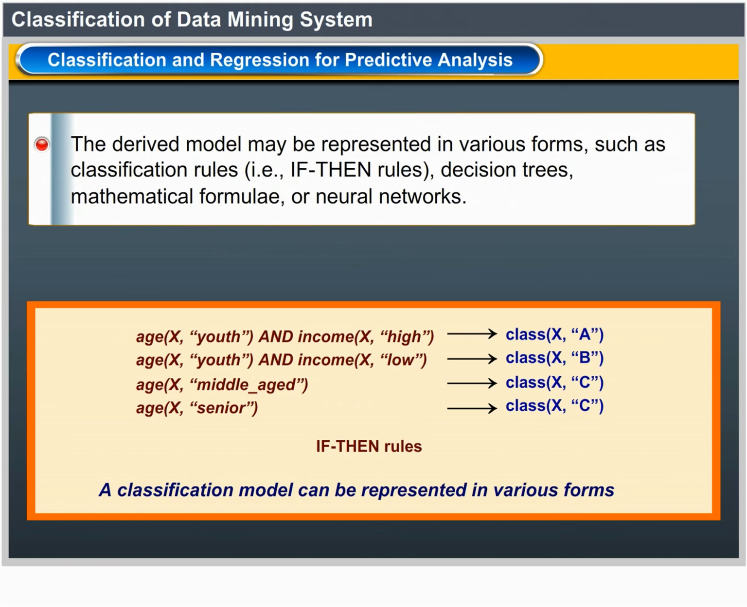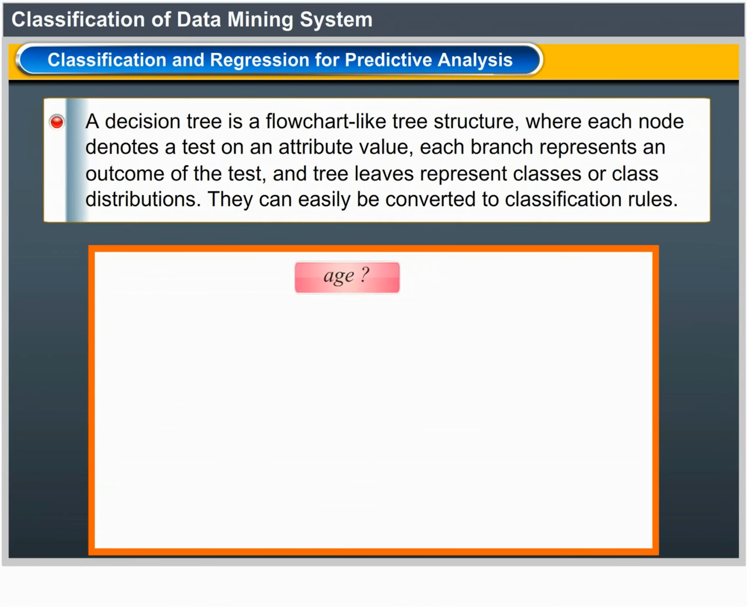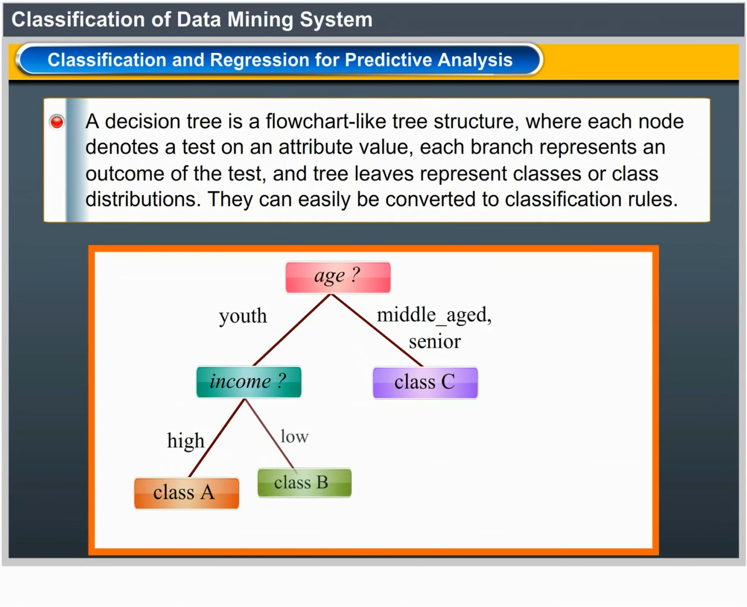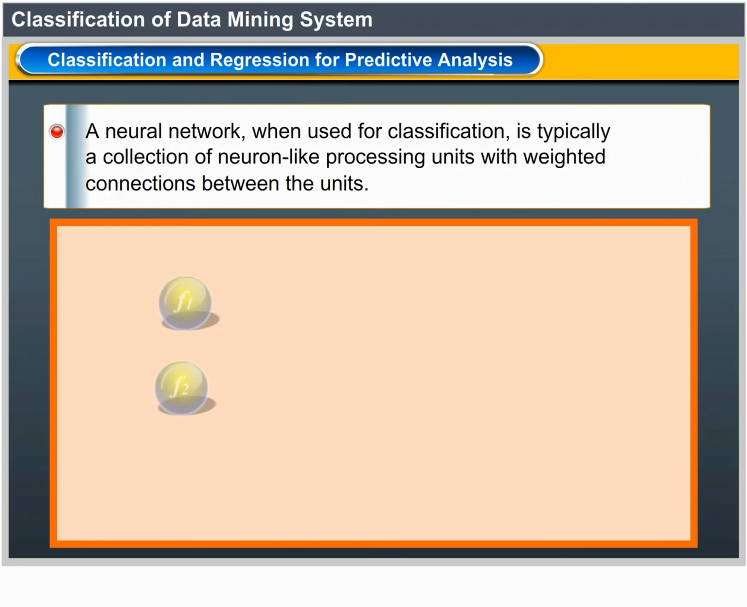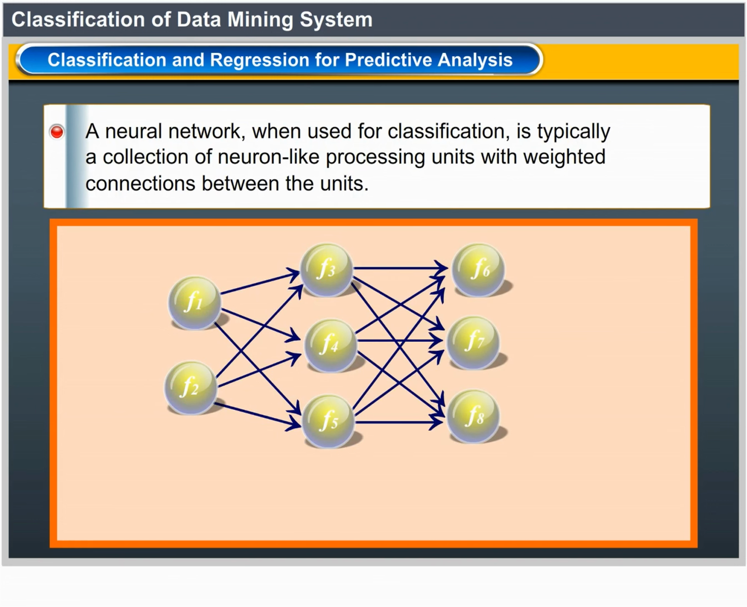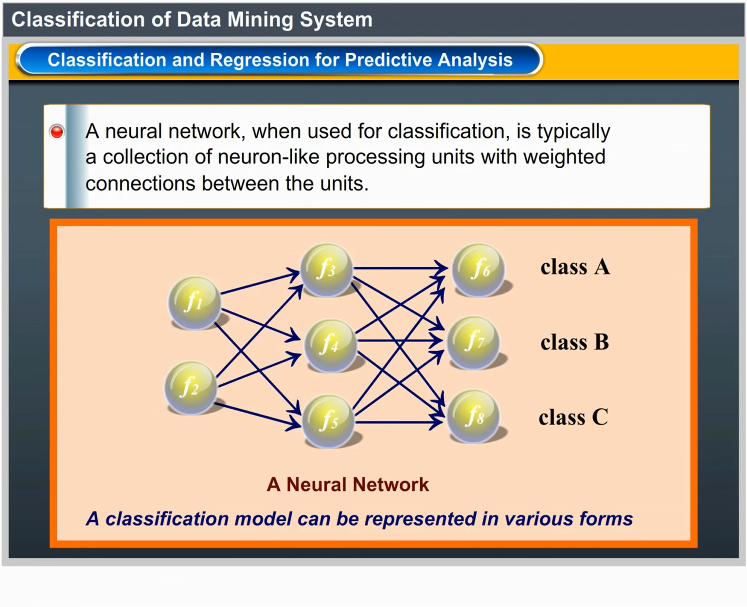The derived model may be represented in various forms such as classification rules, if-then rules, decision trees, mathematical formulae, or neural networks. A decision tree is a flow chart-like tree structure where each node denotes a test on an attribute value, each branch represents an outcome of the test, and tree leaves represent classes or class distributions. They can easily be converted to classification rules. A neural network, when used for classification, is typically a collection of neuron-like processing units with weighted connections between the units.